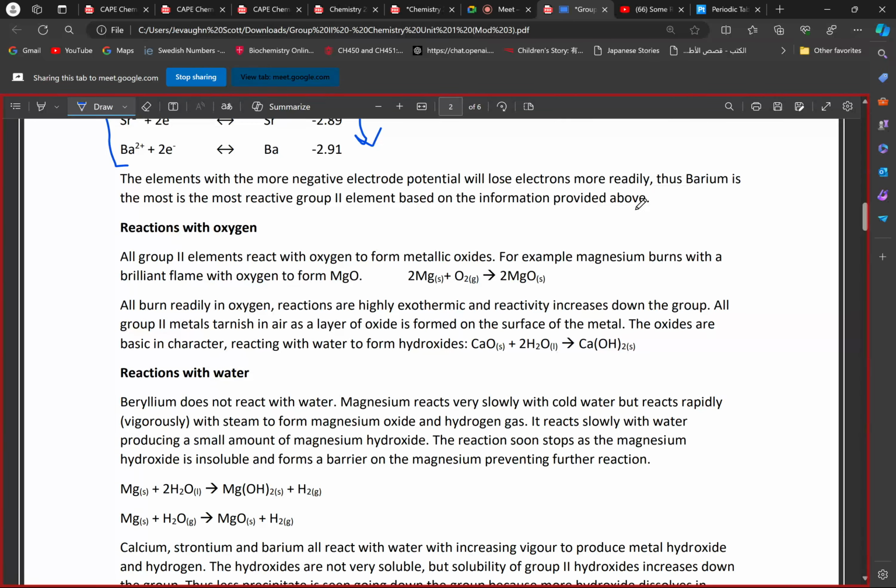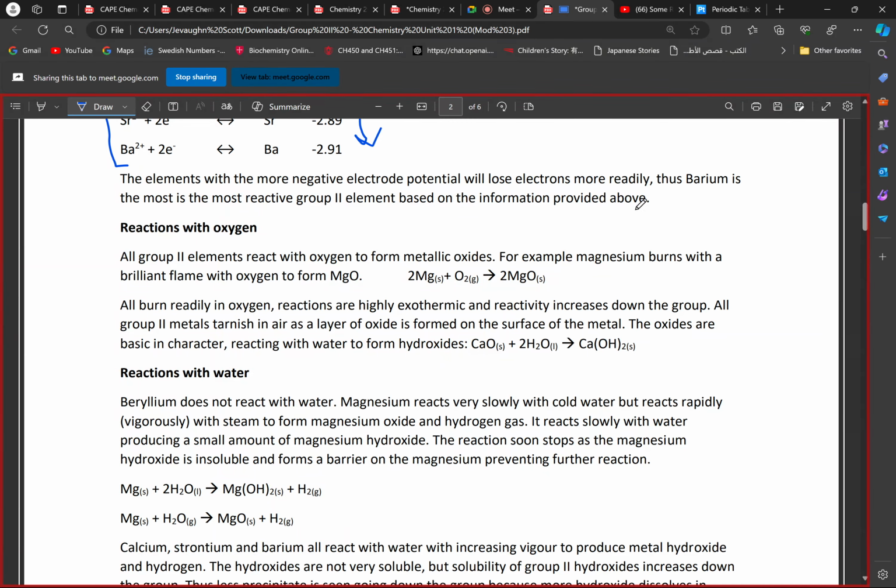Alkaline earth metals. The alkaline earth metals show regular reactions with oxygen, but different reactions with water. So let's have a look at this now.